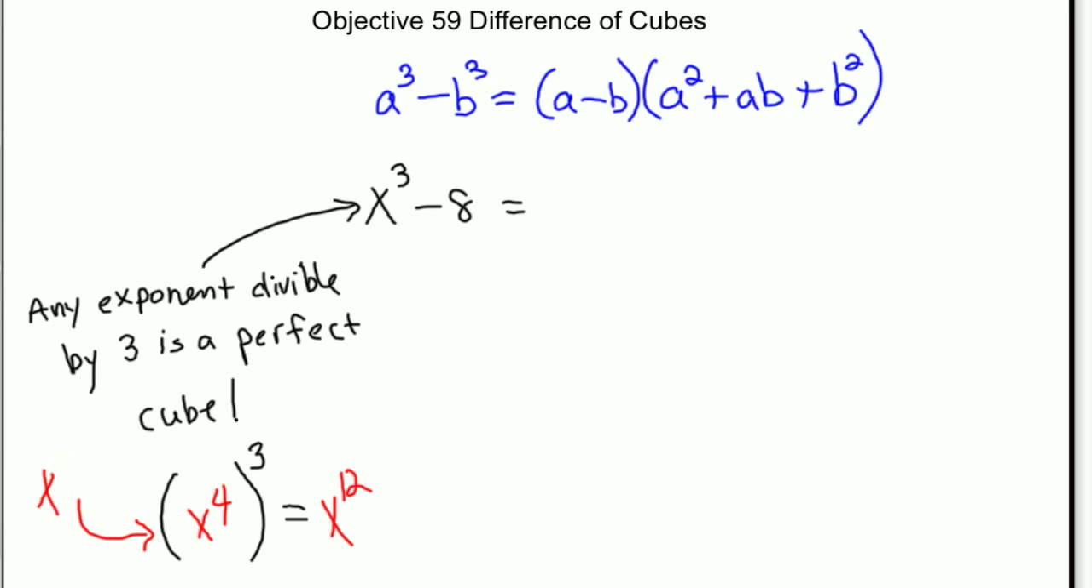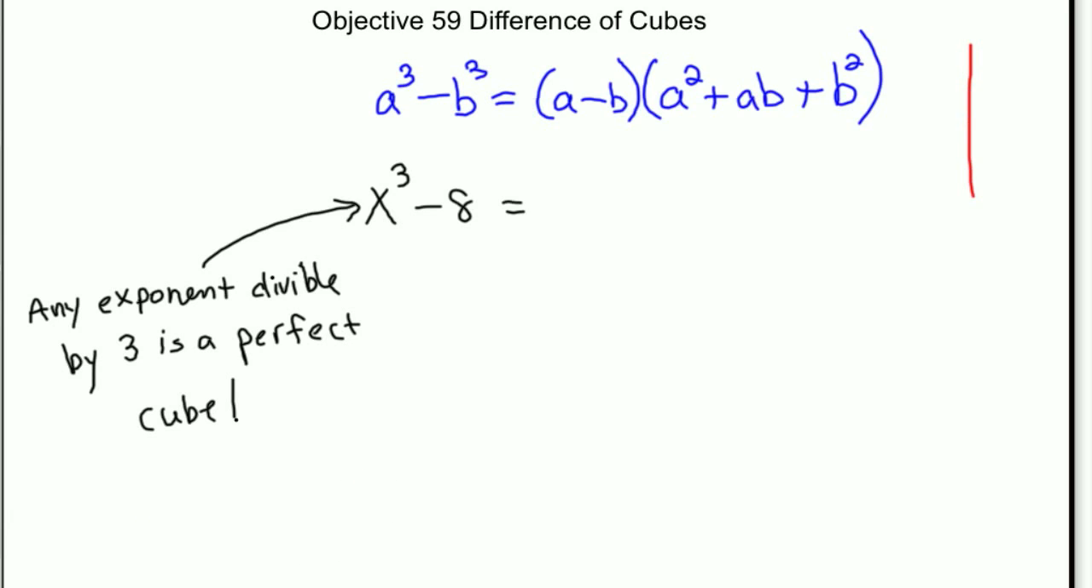Let's change that up a bit. Suppose I had x to the 15th. X to the 15th, well, that's equivalent to x to the 5th to the 3rd power, which is x to the 15th. So any exponent that is divisible by 3 is a perfect cube. Now, is 8 a perfect cube? Remember earlier this year we talked about this list of perfect cubes. Well, you should start to be very familiar with some of the more basic perfect cubes. 8 is a perfect cube because 2 to the 3rd power equals 8.